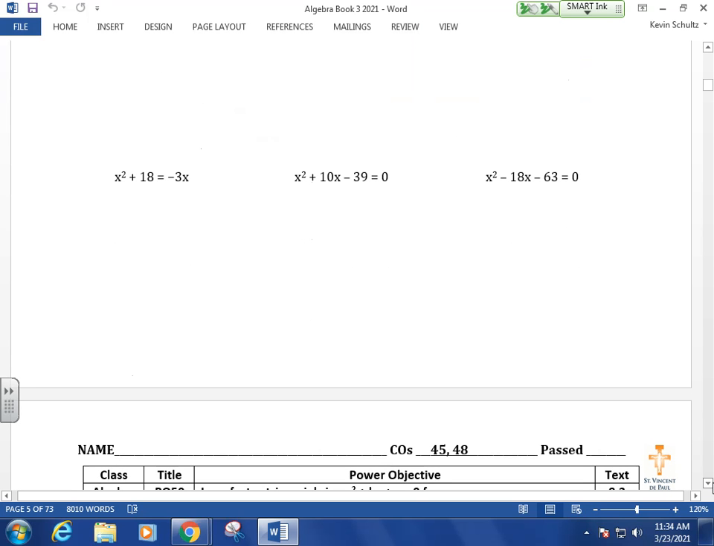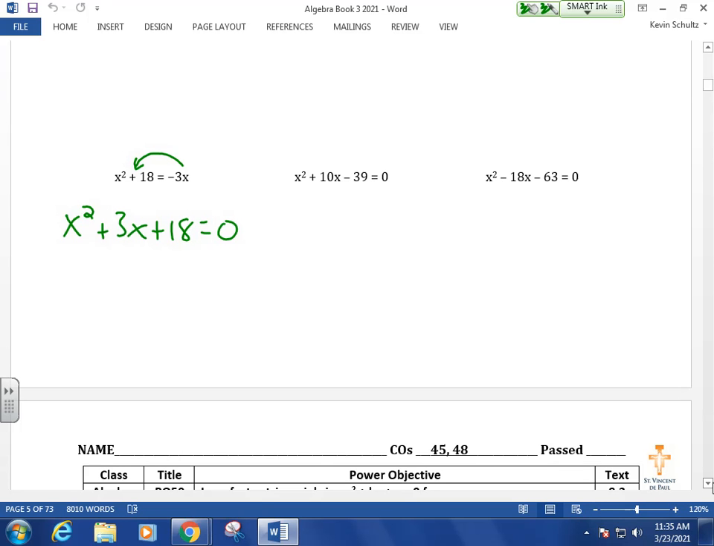So this one is kind of the same thing as that third row there, where it doesn't equal 0. So our first step is we're going to take that negative 3x and move it to the other side and put it in its proper place, which is between the x squared and the constant term. Remember our talk about standard form last unit? This is why. We want this to be in standard form. So x squared, when we move that negative 3x over, it becomes a positive 3x on the left side, and then plus 18 equals 0.